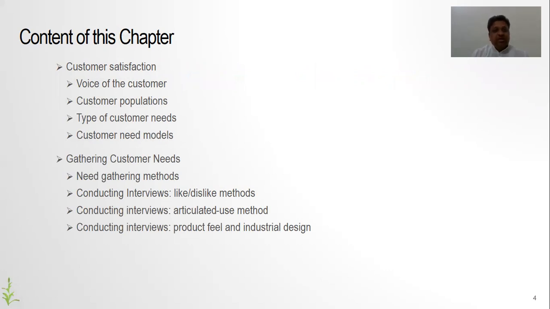At the same time, gathering the customer needs, how to gather those things. Need gathering methods: conducting interviews, like-dislike methods, conducting interviews, articulated use methods, and conducting interviews, product feel and industrial design.